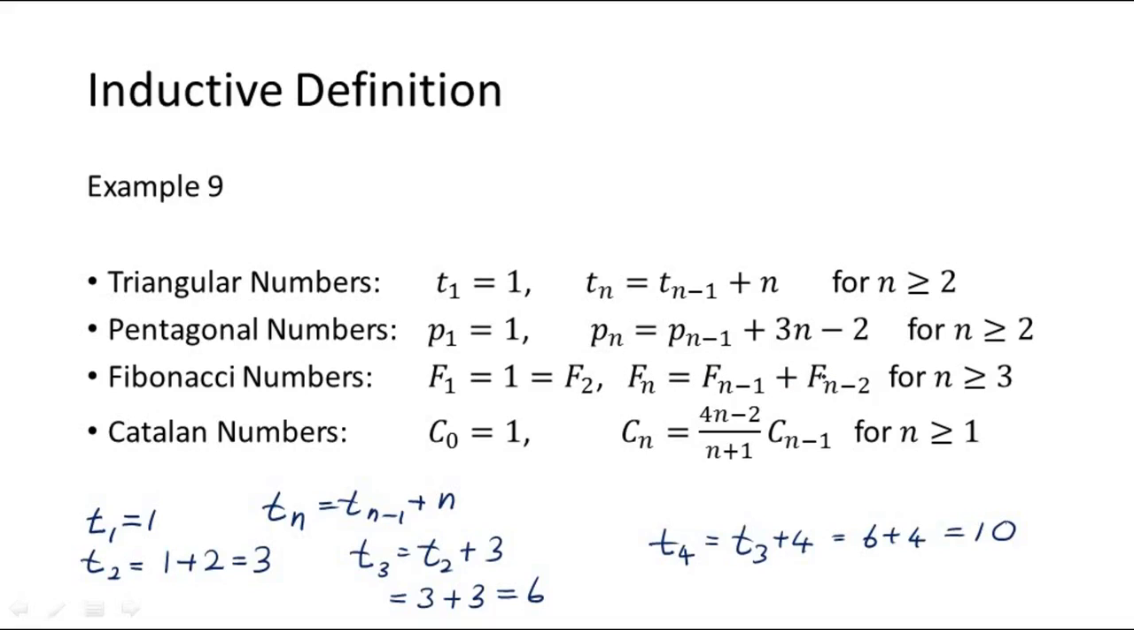Here's one more example we have already seen. The Catalan numbers are defined recursively by setting the 0th Catalan number equal to 1, and for n greater than or equal to 1, because we have the case 0 here, and therefore the next integer is 1, we have the nth Catalan number equals this formula, which enables us to compute the nth Catalan number using the (n minus 1)st Catalan number.